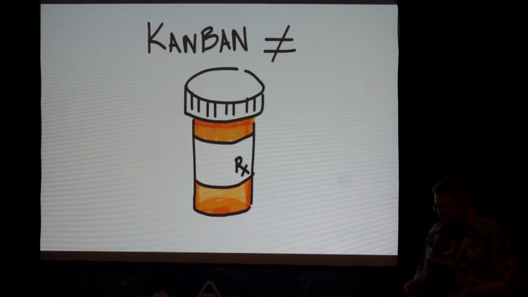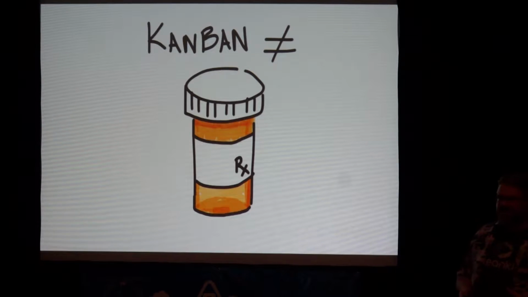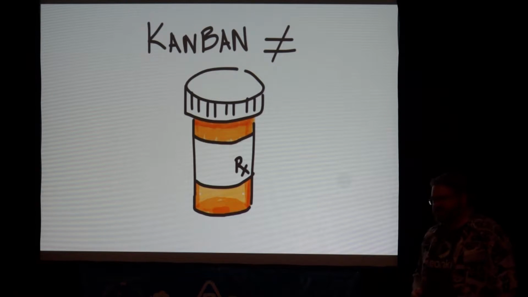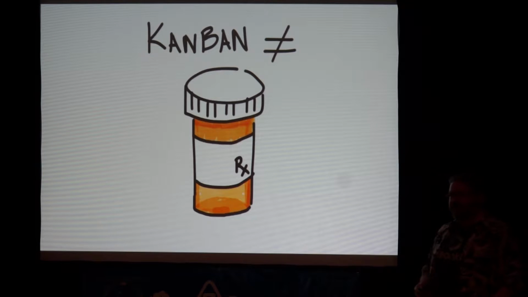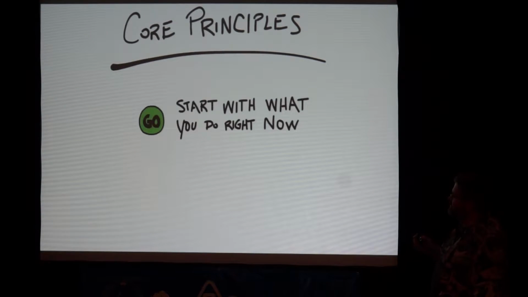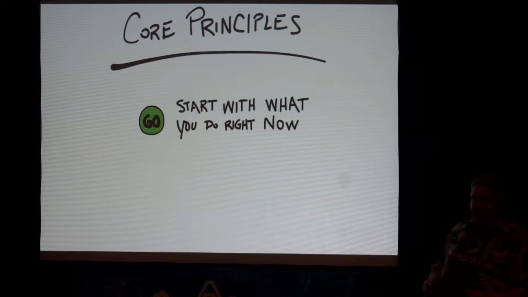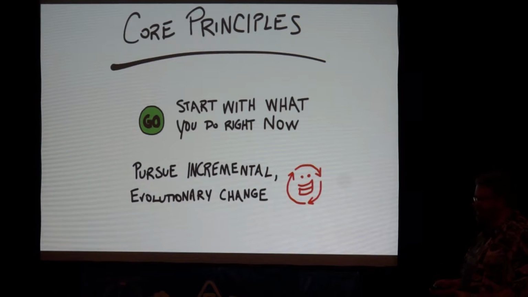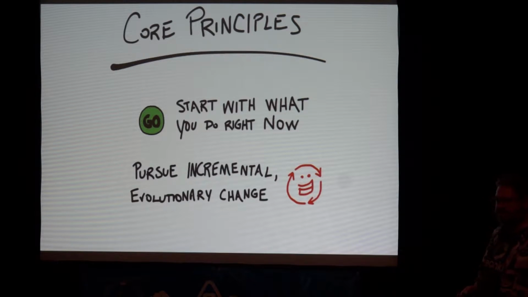It's really important to know that Kanban itself is not a methodology. It doesn't tell you how you do your work. It's a way of managing the work that you do. So it's a way to better manage your process. The core principles of Kanban are: start with what you do right now. So this is real simple. You don't change the way you work. You start with what you do, and then you use Kanban to pursue incremental evolutionary change.